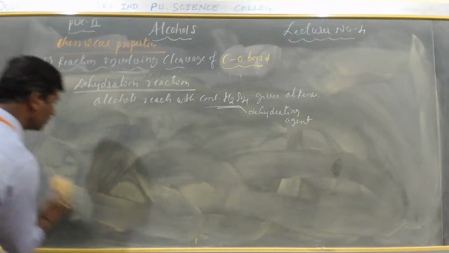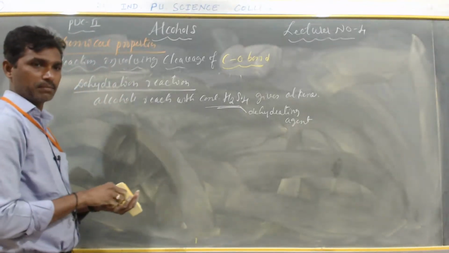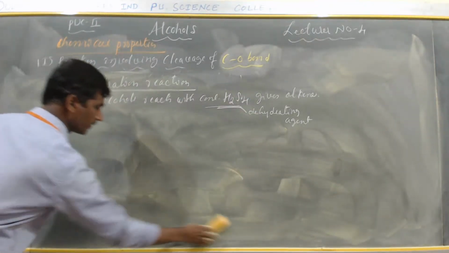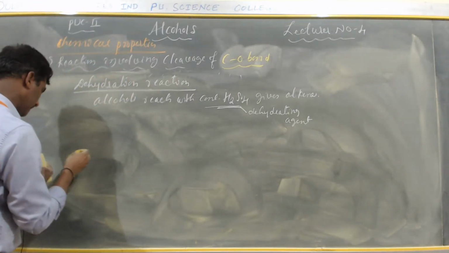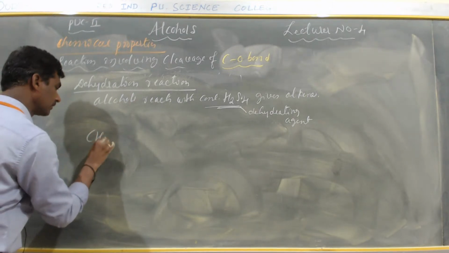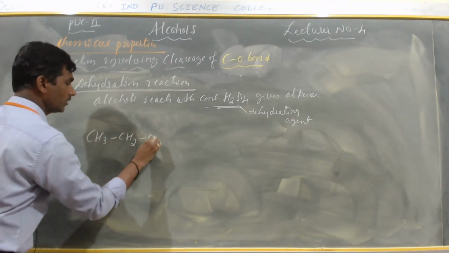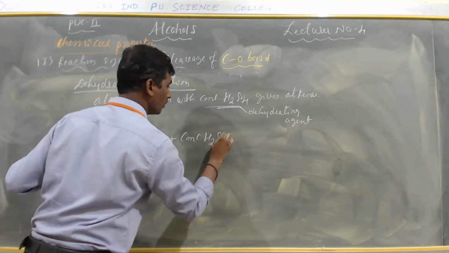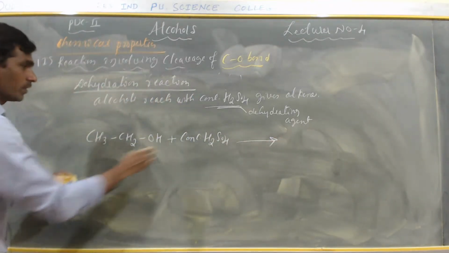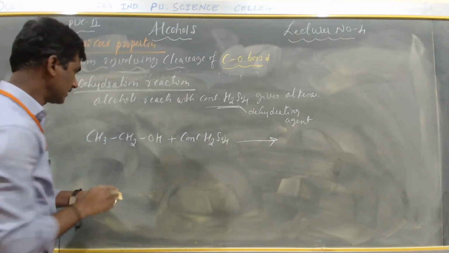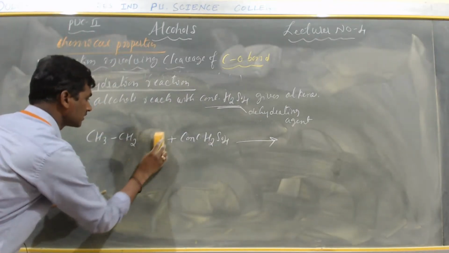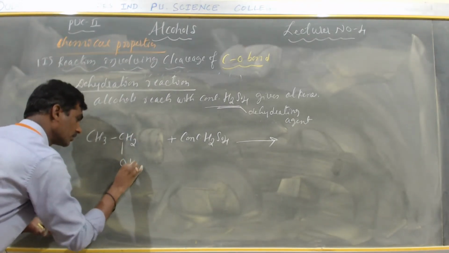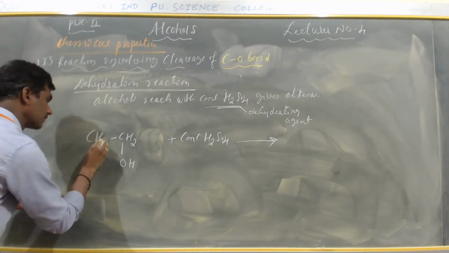Yes, my dear students, I can give one very important example. Here I can take CH3CH2OH. To this add concentrated H2SO4. So what is the role of concentrated H2SO4? It is a dehydrating acid. For your convenience, I can write this OH like this.